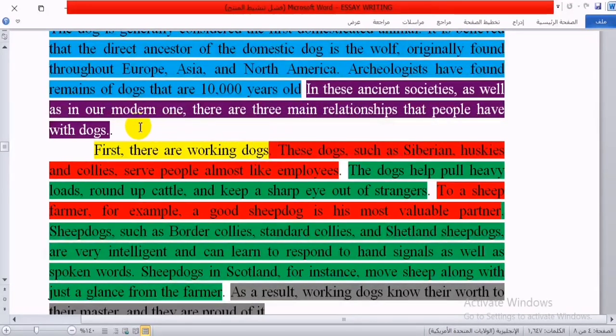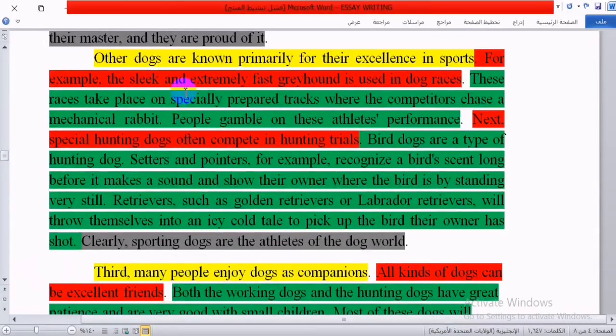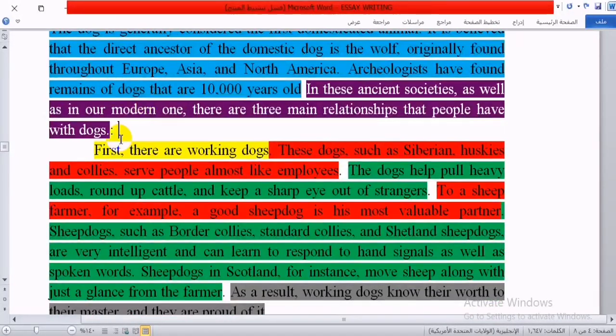We can list them here. We can say working dogs, excellence in sports, and we can say people enjoy dogs as companions. We can list them here and discuss each one separately, or we just mention the relationships and postpone writing them in the paragraphs.